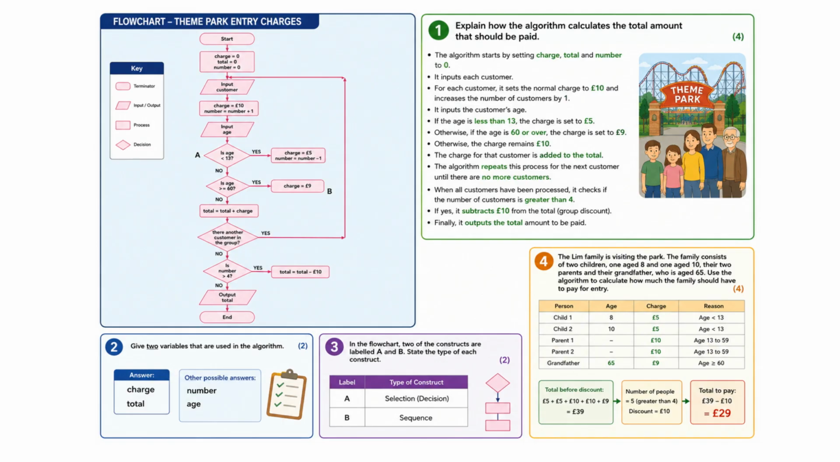For each customer, the system checks the customer category. If the customer is a child, the ticket charge becomes £5. If the customer is an adult, the charge becomes £10. If the customer is a senior citizen, the charge becomes £9.